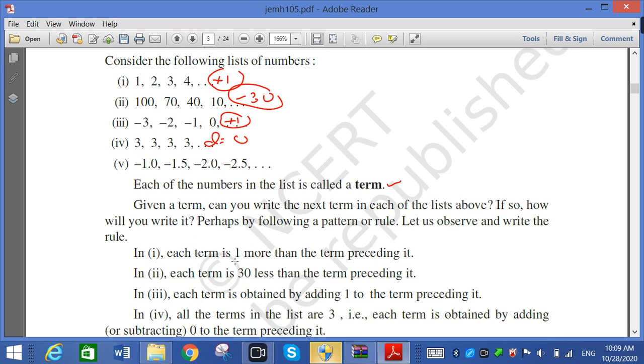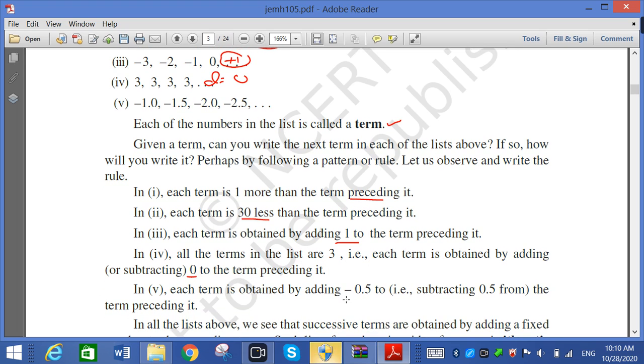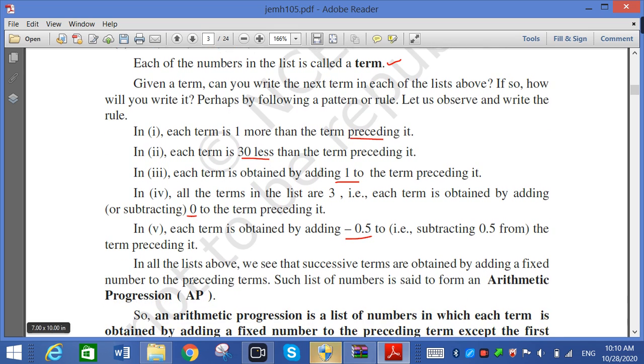So in the first sum, see now, one more than the preceding term. What is the meaning of preceding? The term before. In the second, 30 less than the preceding. In the third, adding 1. In the fourth, all the terms of list 3, each term is added with 0. And in the fourth, 0.5 is added. So in all the lists above, we see that successive terms are obtained by adding a fixed number to the preceding.